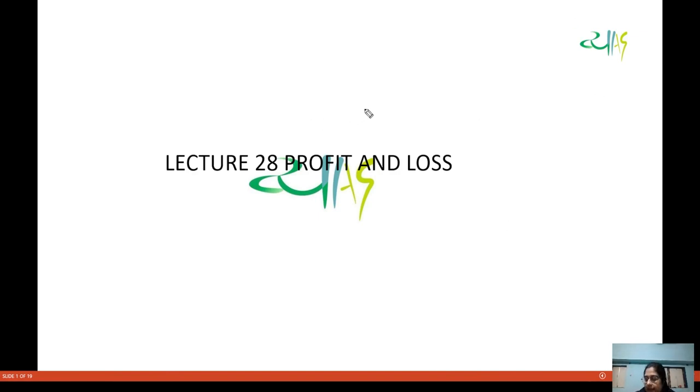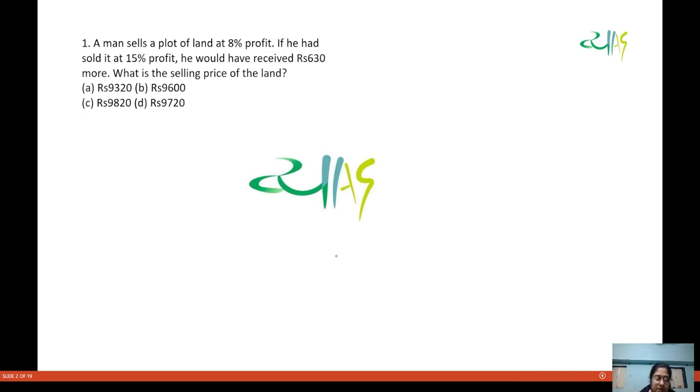So we are in the second class of profit and loss. In the first class, we have seen the majority of the concepts of profit and loss. Actually, the majority of the concepts of profit and loss are nothing but just the application of percentage. So we just have to understand the statement and implement the solution.